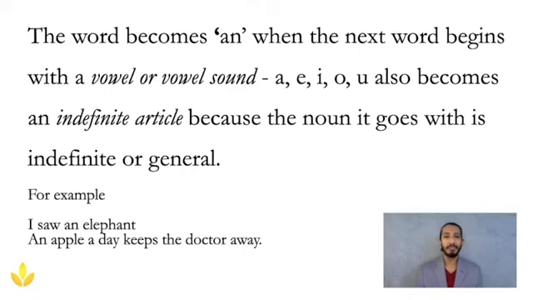However, the second example, an apple a day keeps the doctor away. So here is a perfect example of seeing all the 3 types of articles, that is a, an and the. So an apple. So you don't know which apple it is. Is it a wood apple? Is it a custard apple? You don't know. A day.